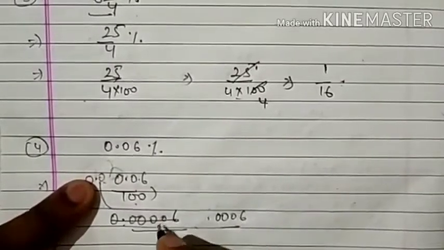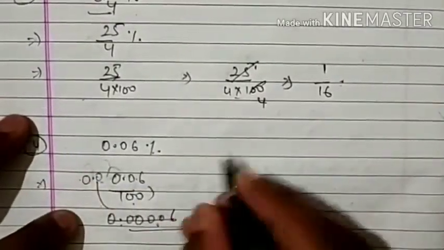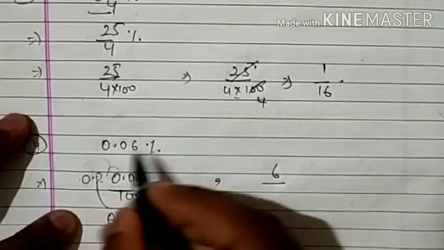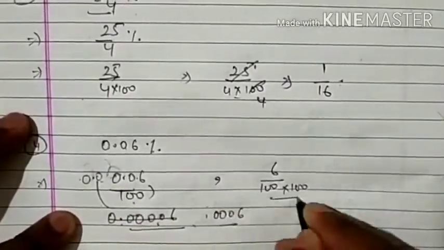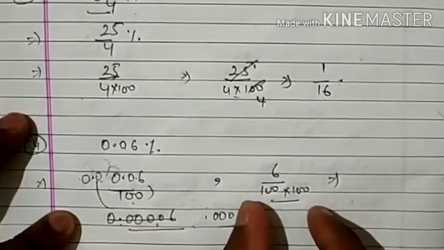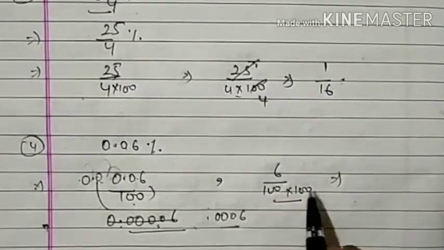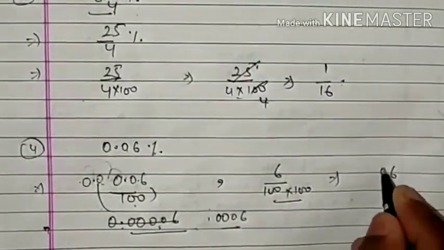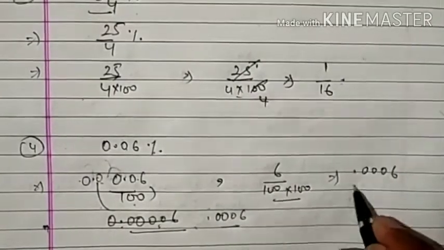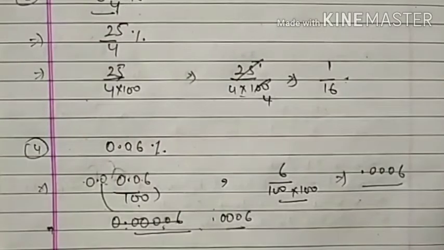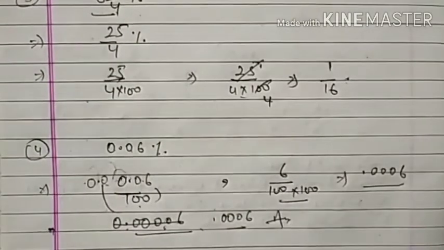So 0.0006. If you don't understand this, simply what we can write? We can write it as 6 by 10, tens, 100 and one more 100. So after how many digits do we have to apply the decimal? After 4 digits. So we will write 6, and count 1, 2, 3, 4, and we will put the decimal. So 0.0006. This is our required answer. Okay. Let's move on to the next question.